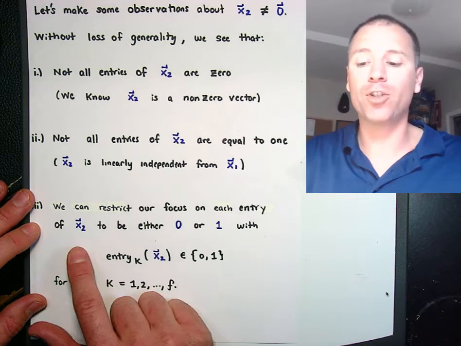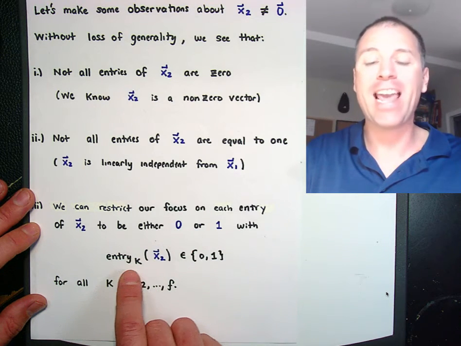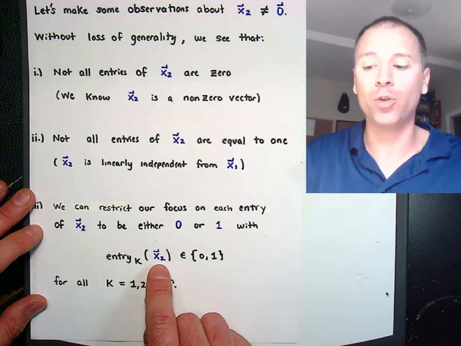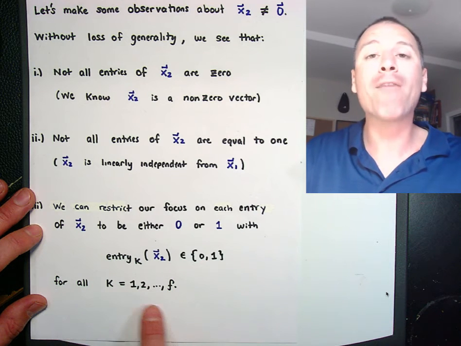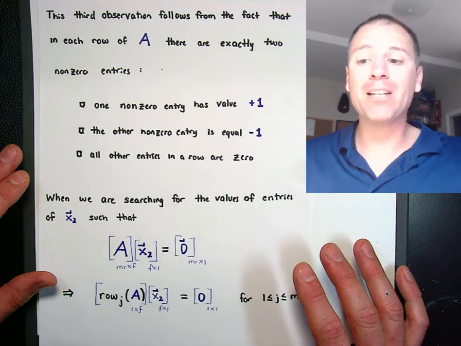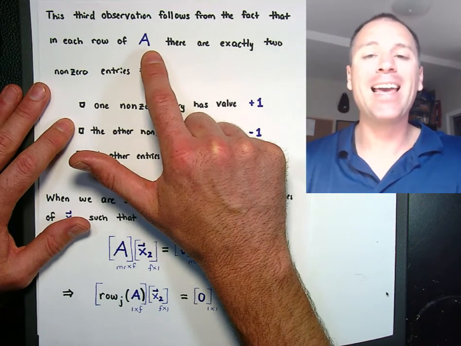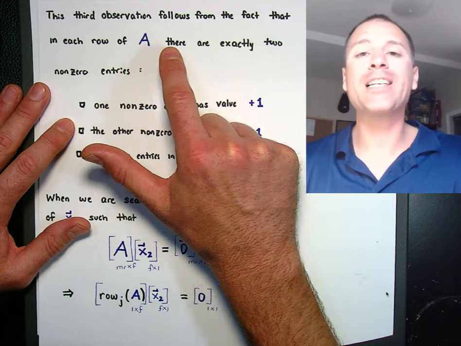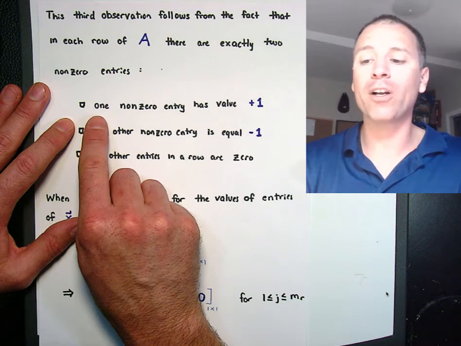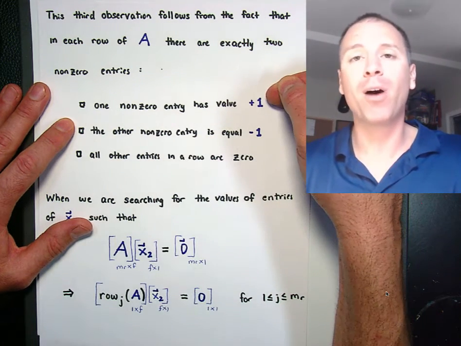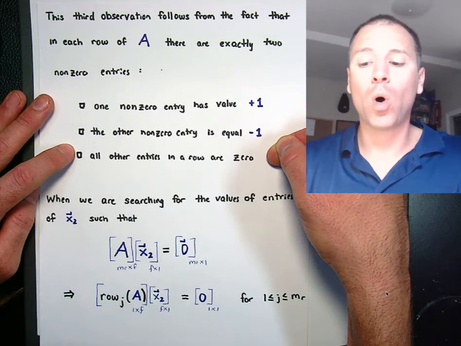The third observation that we're going to make is that we can restrict our focus for each entry of x2 to be either 0 or 1. In other words, if I look at the f entries of my vector x2, I'm going to choose the values of that to be either 0 or 1 for every entry possible. This third observation is a bit subtle, but let's take a look at why this is true. Remember that the matrix A is an incidence matrix for a digraph model of a connected graph, which means that in every single row, there are exactly 2 non-zero entries, one of which is positive 1, the other of which is negative 1. All other entries in that row are 0.